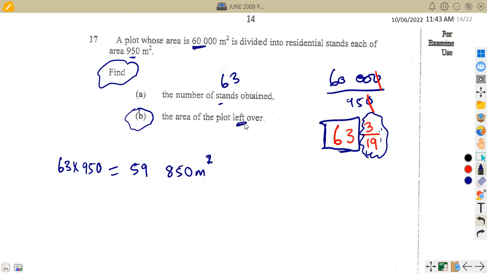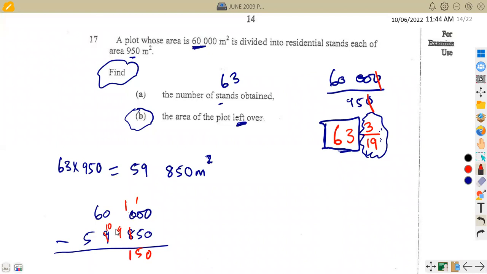So how much is left? So you have to subtract 60,000 minus 59,850. All right, so we have to subtract in this case. 0 and 0 here, that's a 0. 0 minus 5, which is 5. And here, that's 1, which is going to be 10. 10 minus 9, which is 1. 1 here, that's 6. 10 minus 10, that's a 0. 6 minus 6, that's a 0. So we're going to remain with 150. So the remainder is 150 square meters.